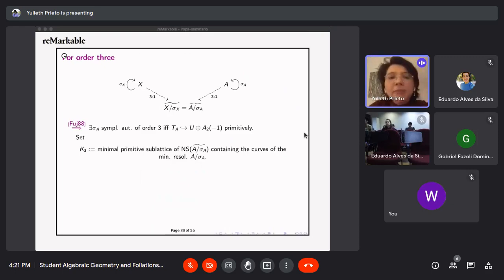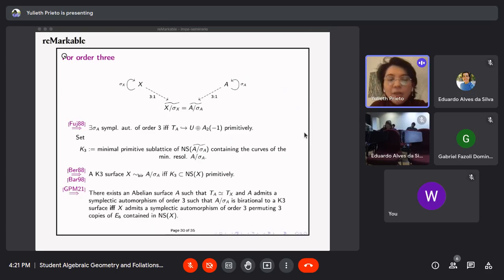So if we consider again the minimal primitive sublattice in the Néron-Severi of the Kummer, so my generalized Kummer now, that contains these curves induced by resolving the quotient, then Bertin and Barth actually say that a K3 surface can be birational to the quotient of a torus with a symplectic automorphism of order 3 if and only if you can find this abstract lattice in the Néron-Severi of my K3 surface. The K3 surfaces that admit or not these generalized Shioda-Inose structures. And later, in collaboration with Alice Garbagnati, we actually proved that, as I mentioned before, these two families are in relation.